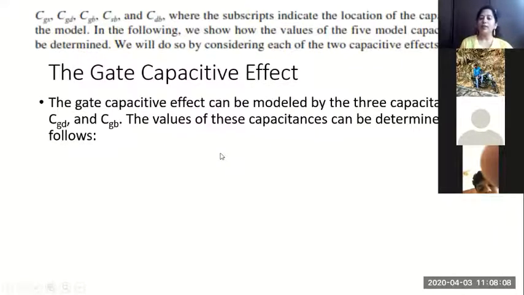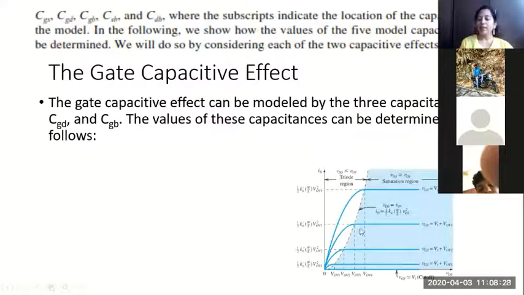So this gate capacitive effect can be modeled by three different capacitances. As I told you, CGS is the main one. Then we have CGD and CGB. So we'll have three different capacitances to model this gate capacitance effect.